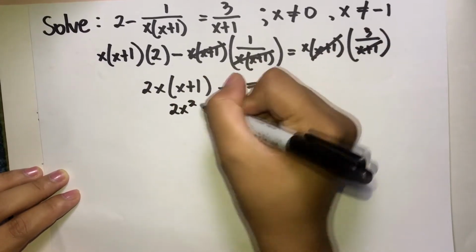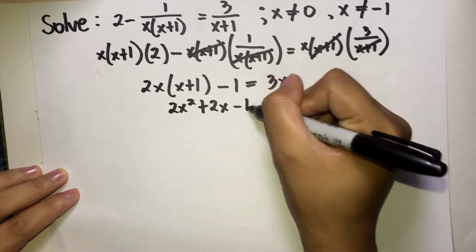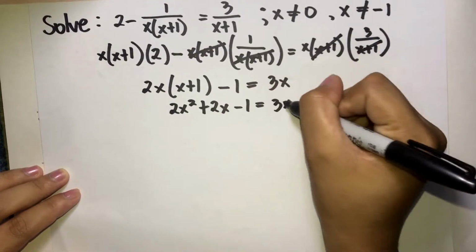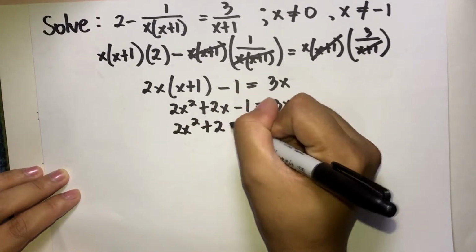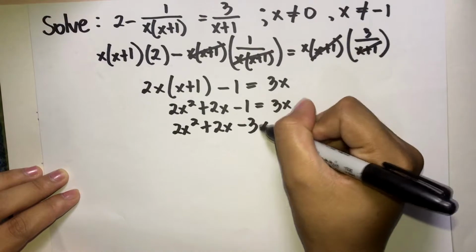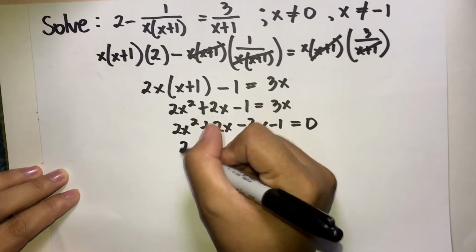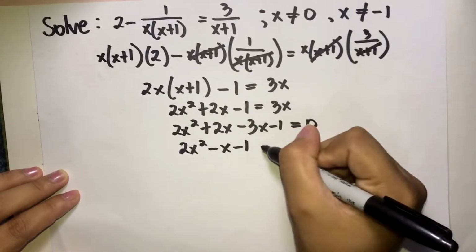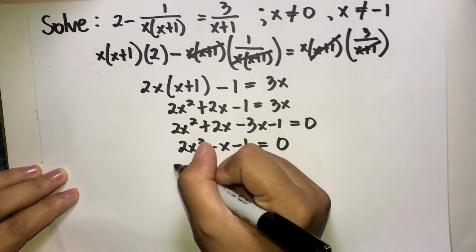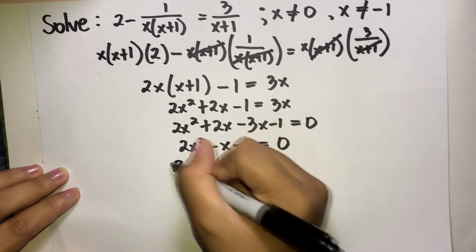Distribute 2x to x plus 1, it would be 2x squared plus 2x minus 1 is equal to 3x. Transpose 3x to the other side, so the equation would be 2x squared plus 2x minus 3x minus 1 is equal to 0. Combine like terms, it would be 2x squared minus x minus 1 is equal to 0. Factor it out, and the factor would be 2x plus 1 times x minus 1 is equal to 0.